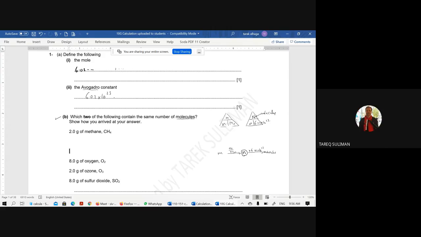To find number of moles, always we divide, except one case. In case of concentration, we multiply concentration by volume. So here, 2.0 grams divided by Mr of this, which is 16, equals 0.125. This is number of moles. When we find number of moles, we multiply it by 6.02 times 10 to the power 23, then we find the answer. Clear?